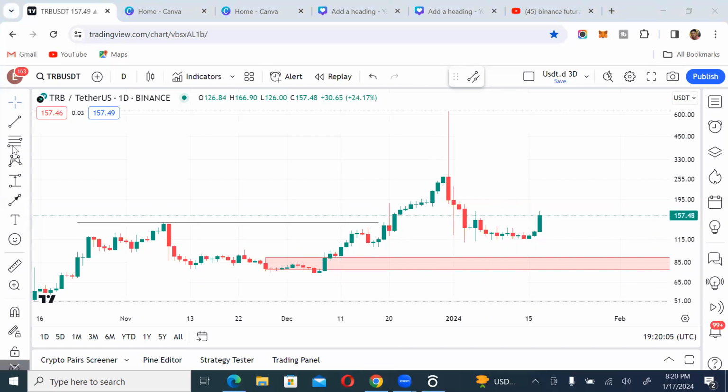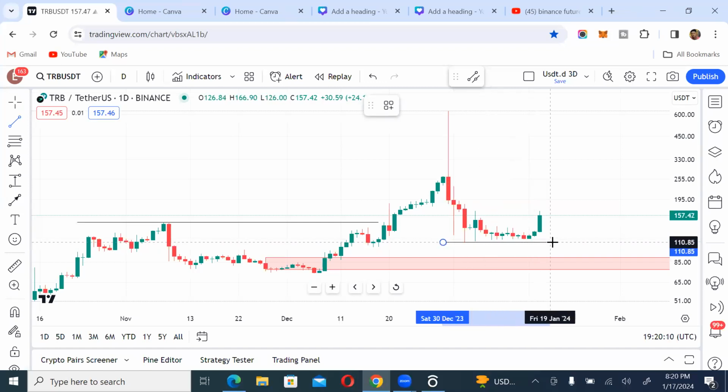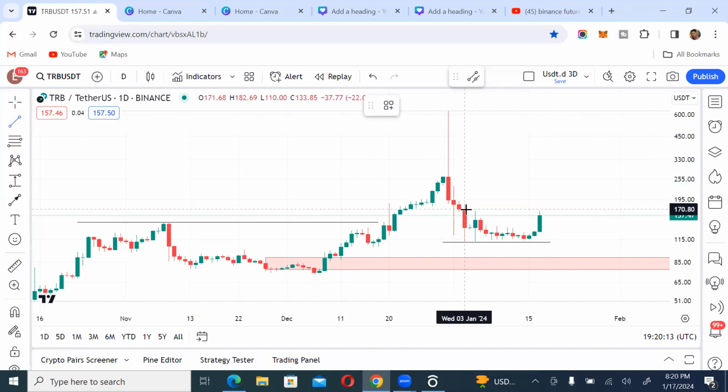Okay, now look at this, brother. Let's draw our range. This is the lowest point of the range, and this is where price came to.